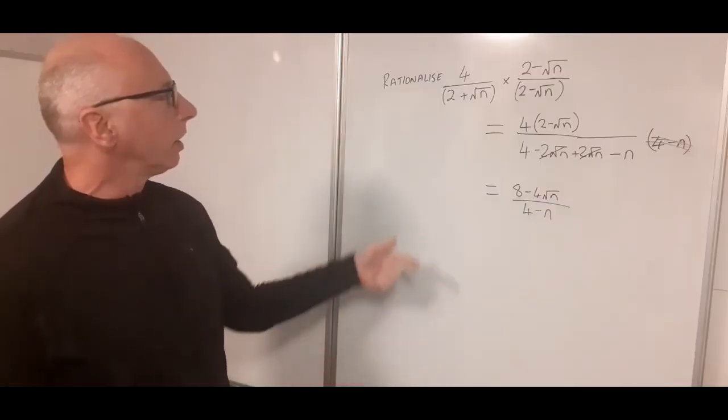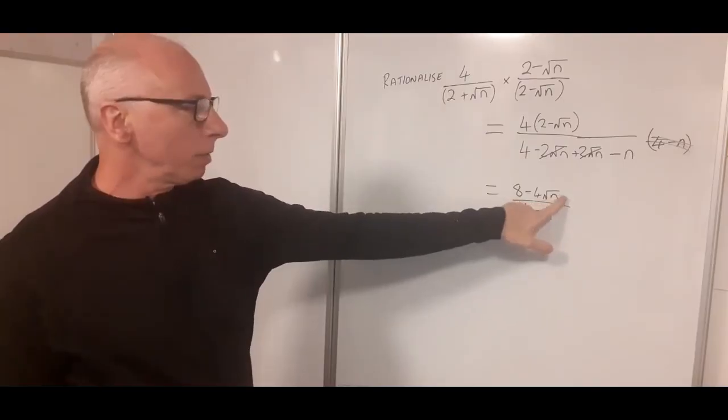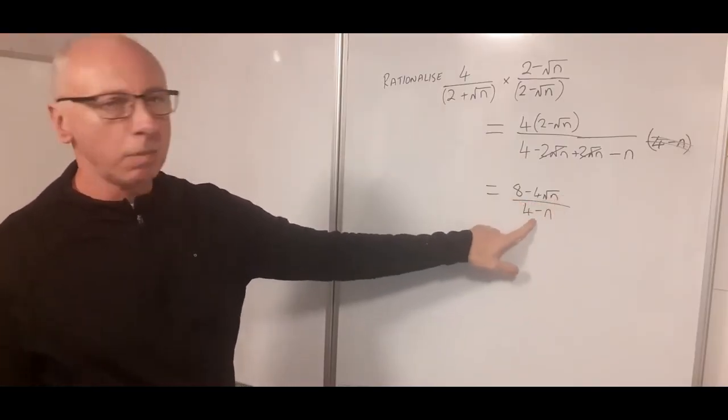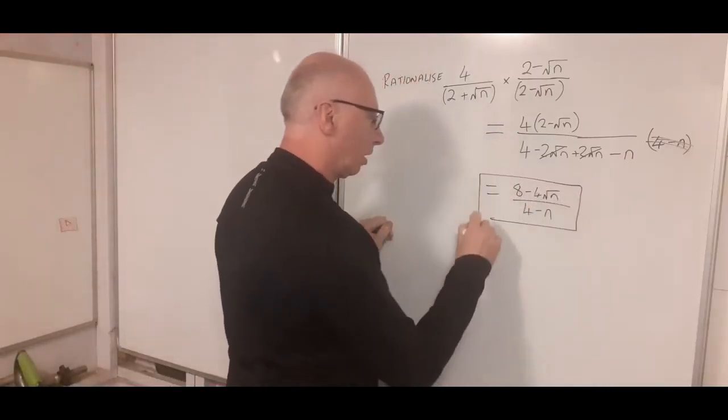And then with that, we've rationalised this expression, and here the square root term is now in the numerator, and we've got 4 minus n. And now we are done. Okay.